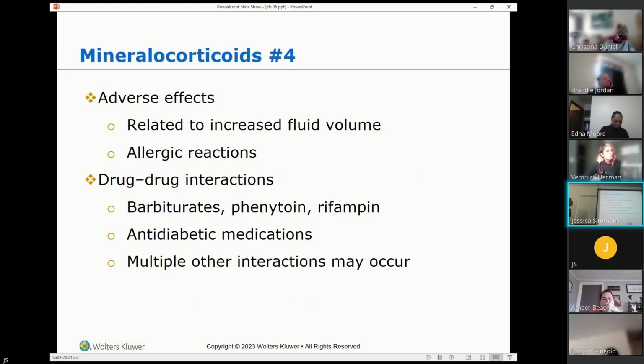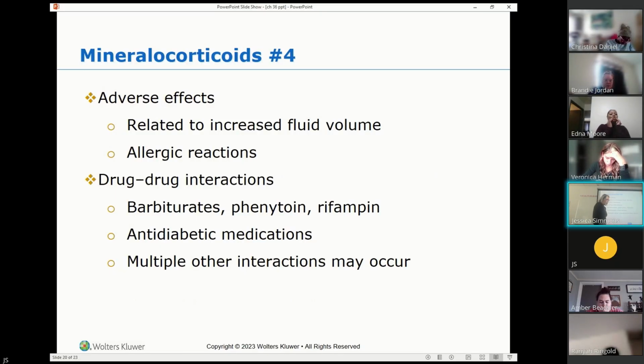Adverse effects are related to increased fluid volume and allergic reactions. Drug-to-drug interactions include barbiturates, phenytoin, and rifampin. Rifampin is a tuberculosis drug. We're going to be learning about that tomorrow or next week. Anti-diabetic medications and multiple other interactions may occur.